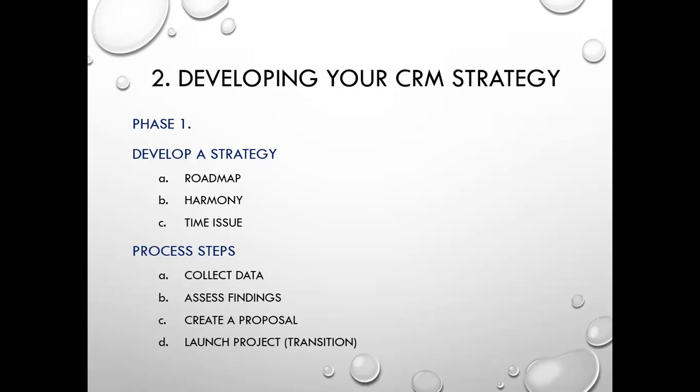Like sailing, we may have to take one direction or another, not always directly toward the port. This is the example that is also quoted in your textbook. So developing strategy requires a roadmap, harmony, and time issue. The book also discusses the procedural steps, the process, of how we develop the strategy. First of all, we have to collect data.